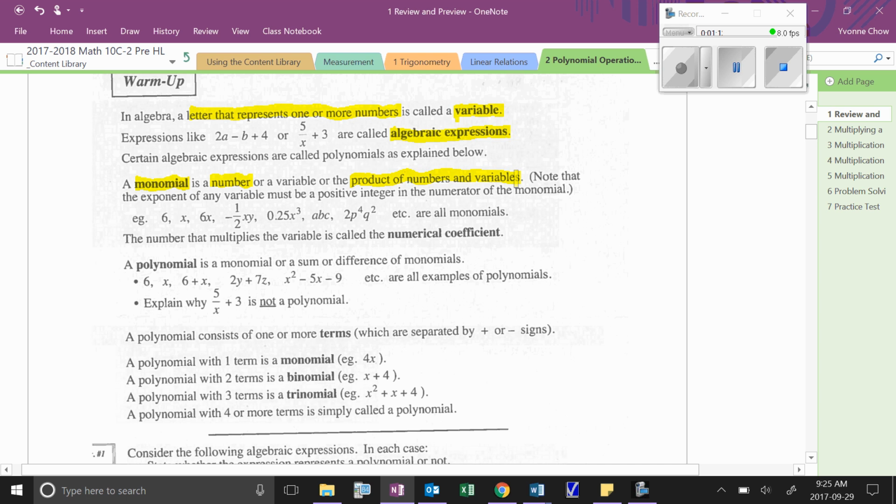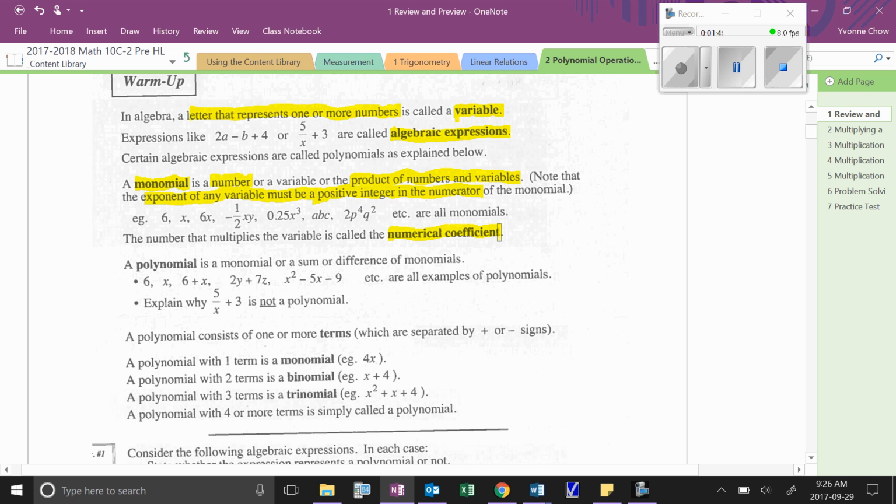So I kind of prefer that it's a product of numbers and variables, or a number on its own. I wouldn't really say a variable on its own, because we could say that it's a product of one and the variable. So the other thing that we recognize is the exponent on the variable must be a positive integer, and also in the numerator. So the exponent of any variable must be a positive integer. So they've given several examples, and the number that multiplies by the variable is our numerical coefficient as well.